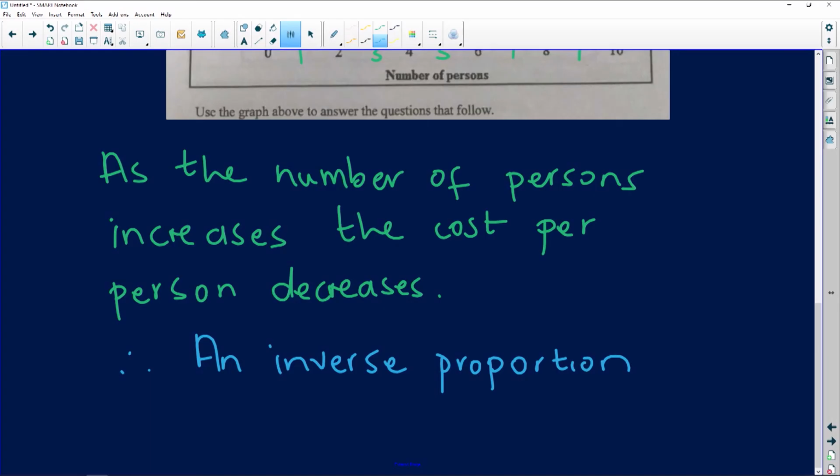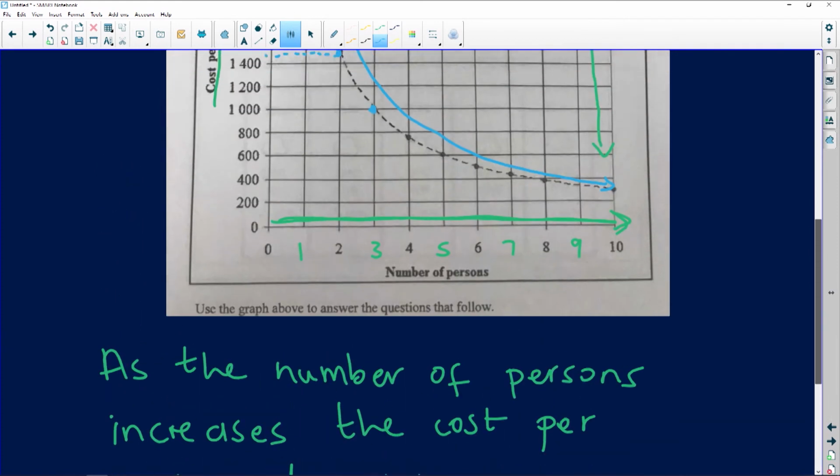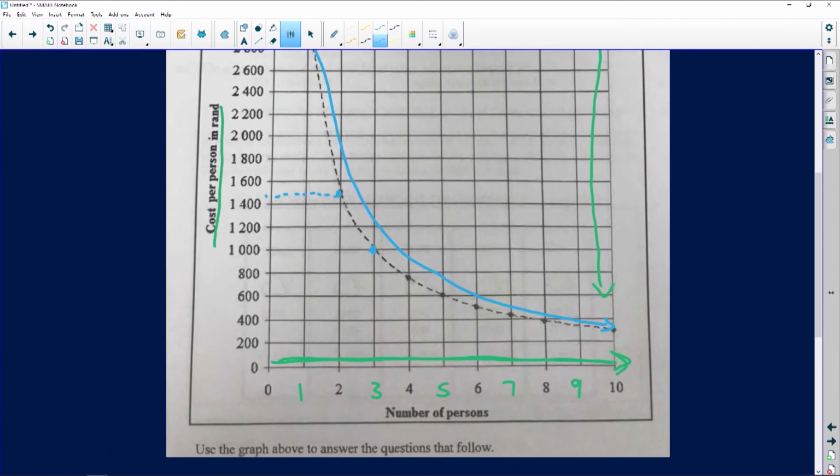Write down the number of friends in the group if each paid 500 Rand. Let's go up and see exactly what it is that they're talking about. So I'm going to trace that again. 500 Rand would lie there. So I would use my graph. It says write down the number of friends, okay? So I would look for 500 Rand there, going down. So it means that you would need 6 friends in order for them to pay 500 Rand.